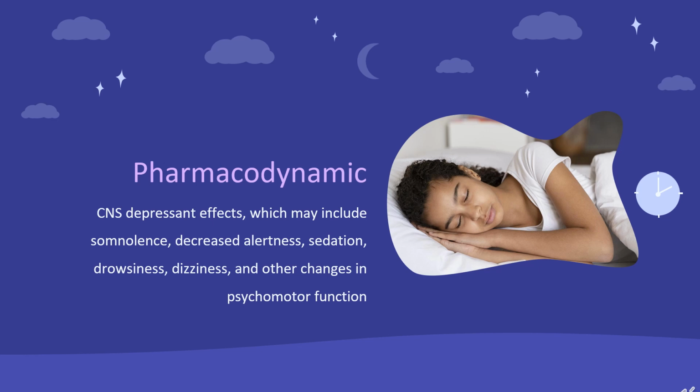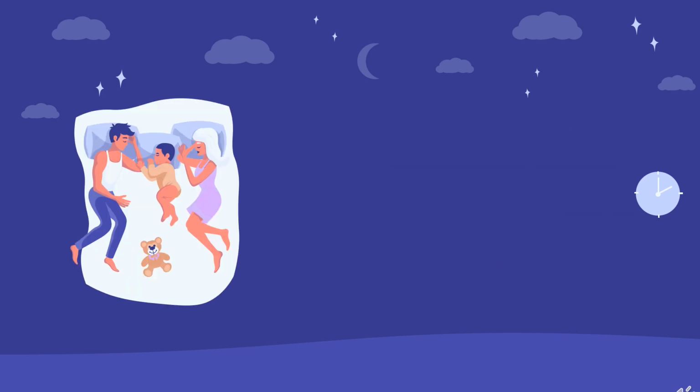Pharmacodynamics. This drug has CNS depressant effects, which may include somnolence, decreased alertness, sedation, drowsiness, dizziness, and other changes in psychomotor function. Due to the above effects, the FDA has recommended an initial dose of Zolpidem, immediate acting, of a single dose of 5 mg for women and a single dose of 5 or 10 mg for men, immediately before bedtime with at least 7 to 8 hours remaining before the planned time of awakening. Refer to product labeling for detailed information.